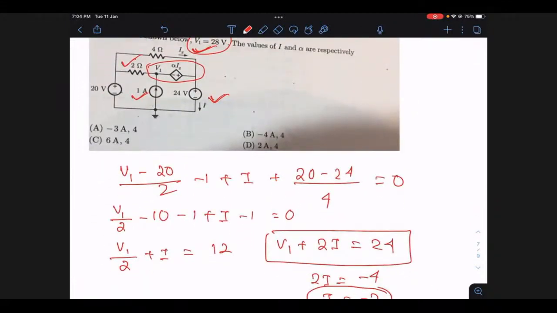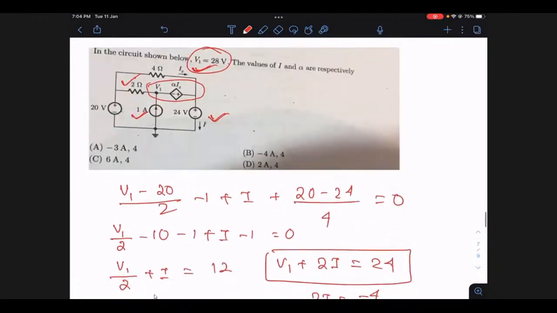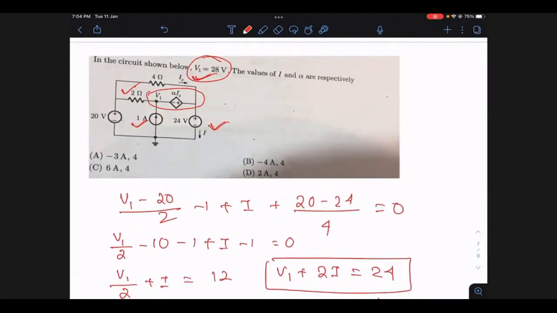How much are you getting? Is there any calculation mistake happening? Let's see. V1 minus 20 by 2, minus 1, plus I, plus Ix if I'm writing. So actually this should be a minus sign, right? One mistake is happening. This should be a minus sign. Why should it be a minus sign? Because Ix, if I'm writing in this direction, the current is incoming. So it should be minus.